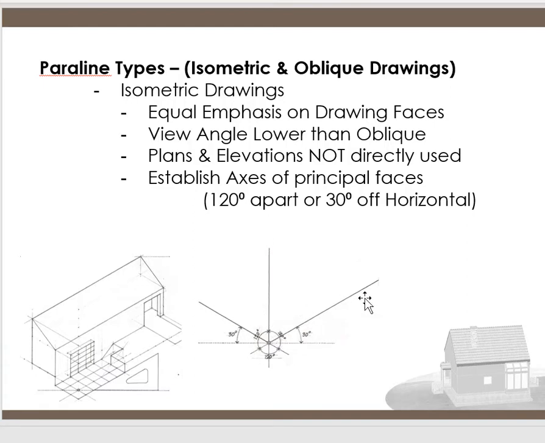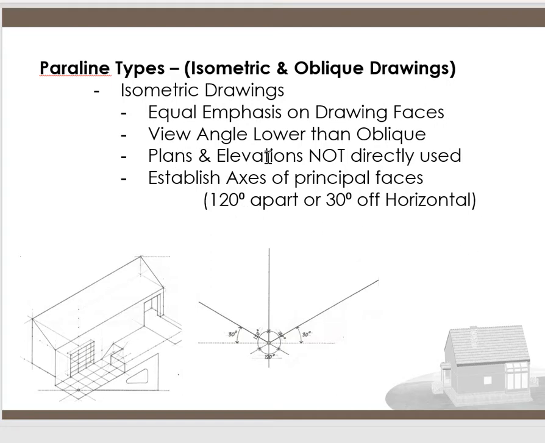This becomes your X, Y, Z axis. And your whole drawing corner sits right here. And this gives equal attention to both sides. And it just kind of is not tilted more in your face. So equal emphasis on the drawings. View angle is a little lower, like I said, than the oblique. It's a little bit more flattened down. It's not lifted and tilted up in your face more.